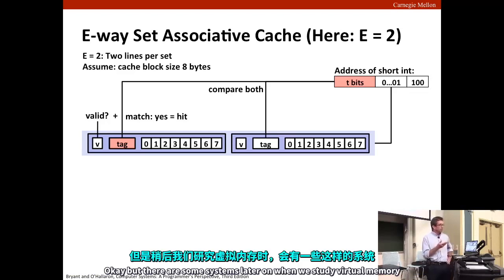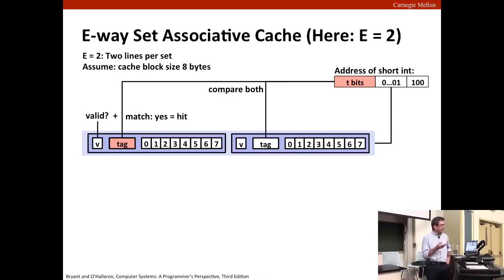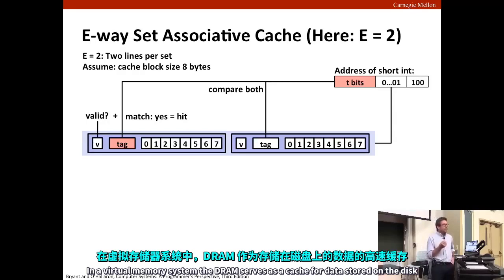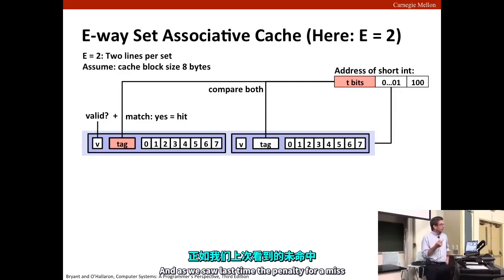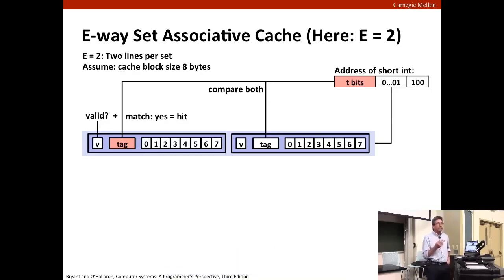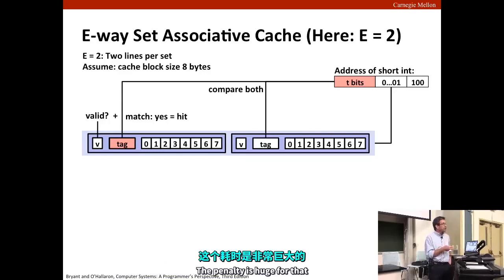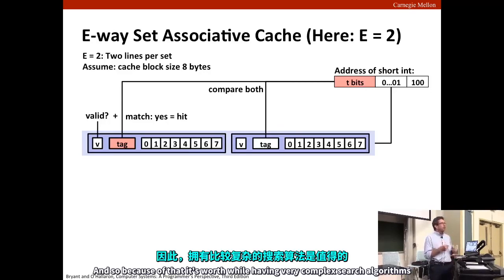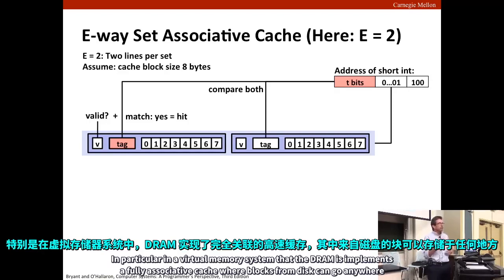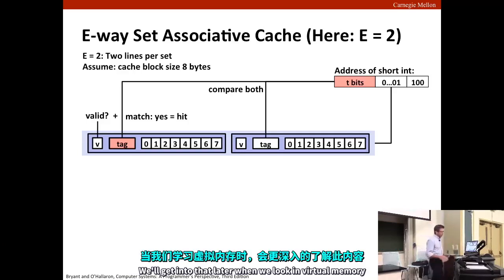But there are some systems, which we'll see later when we study virtual memory, where the DRAM serves as a cache for data stored on the disk. As we saw last time, if you miss and have to go to disk, the penalty is huge. Because of that, it's worthwhile having very complex search algorithms. In particular, in a virtual memory system, the DRAM implements a fully associative cache where blocks from disk can go anywhere. We'll get into that later.